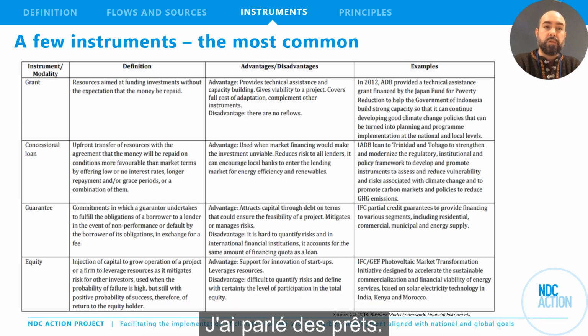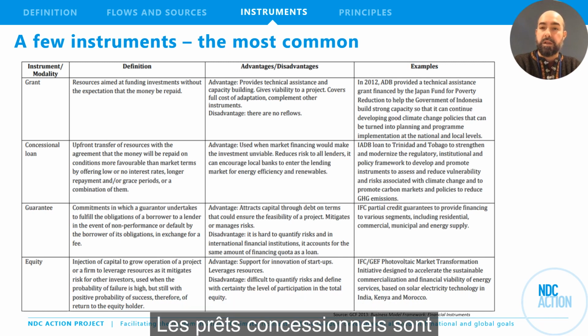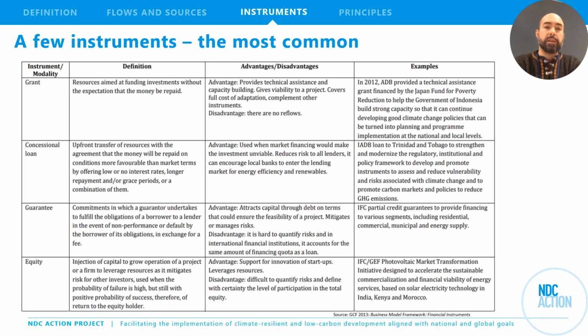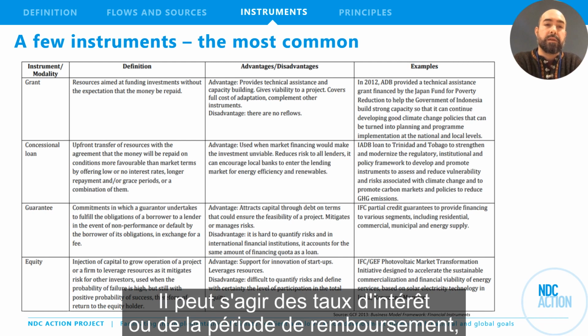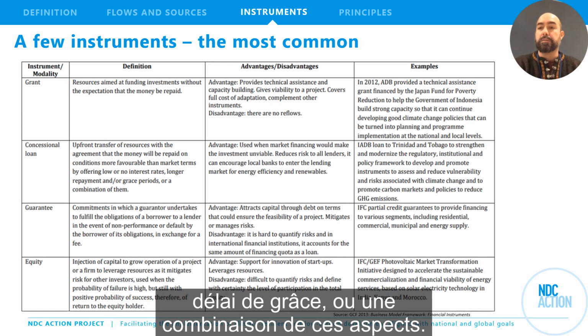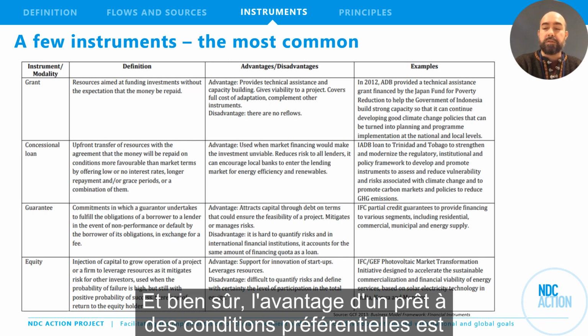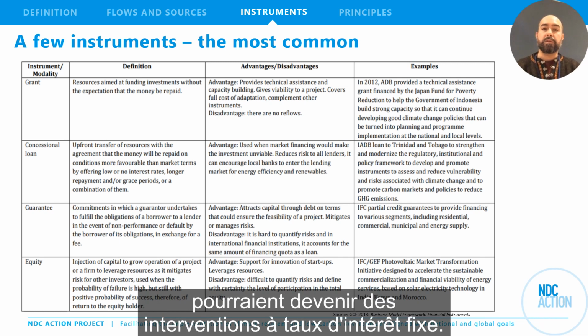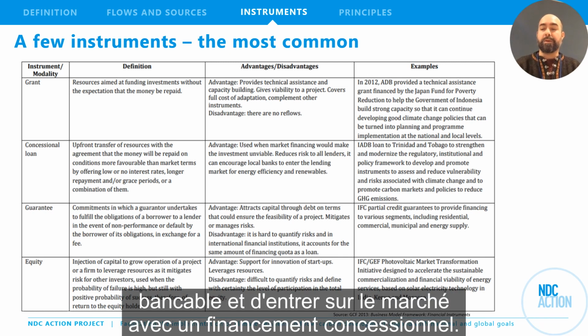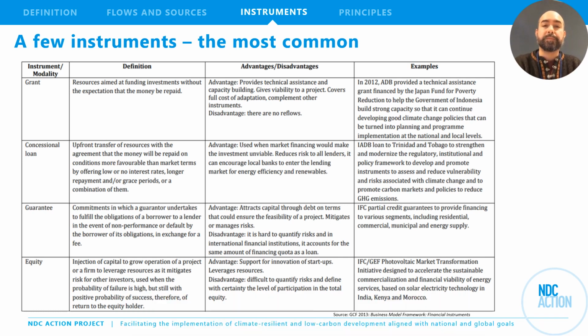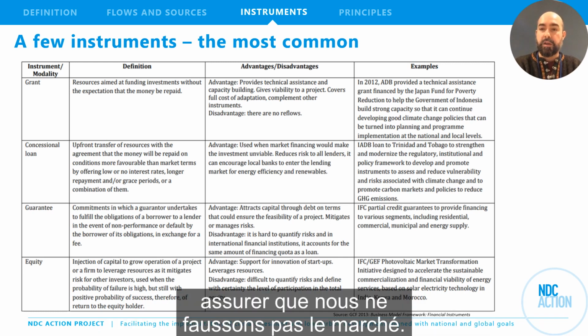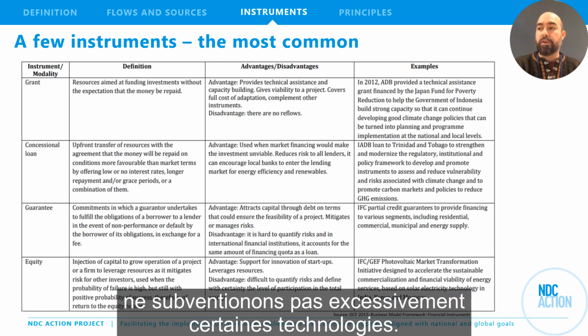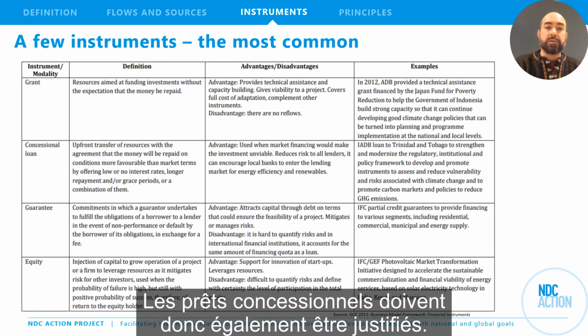Then we have concessional loans. I talked about loans. Most people know what a loan is. A concessional loan is basically a loan that is provided below market rates. And when we say below market rates, it can be looking at the interest rates, the repayment periods, grace periods, or a combination of these aspects. And of course, the advantage of a concessional loan is that it lowers the cost of finance for interventions. So interventions that were not bankable under market rate conditions might become bankable and then enter the market with concessional finance. But at the same time, we also need to make sure that we're not distorting the market, and that we're not over-subsidizing certain technologies. So concessional loans also need a justification for why they are provided.